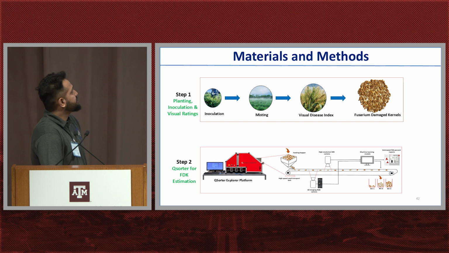The first step was planting, inoculation, and visual rating. Here, we inoculated when the plants were at 50% flowering stage. Optimum moisture was provided, and we took the data at 21 days after inoculation, and those lines were harvested for FDK. Then after that, we used a QSorter for FDK estimation. I'll be explaining more about QSorter in the other slides.